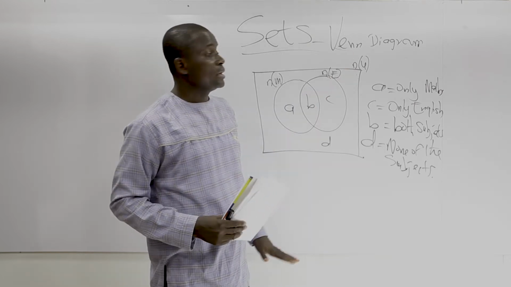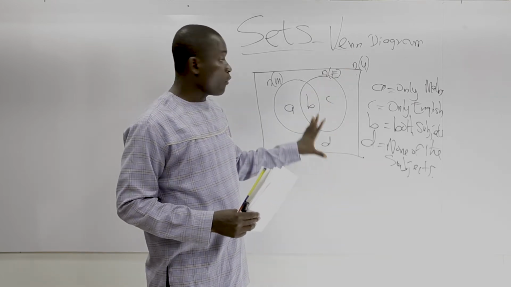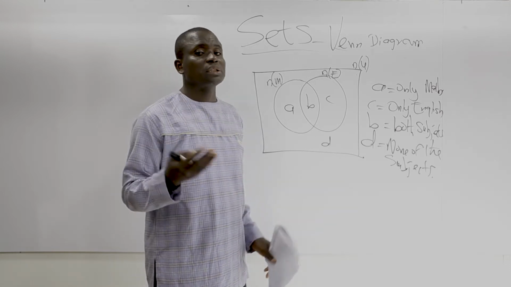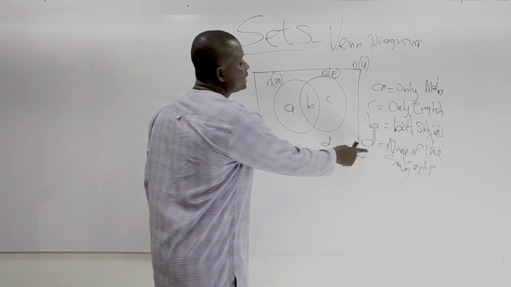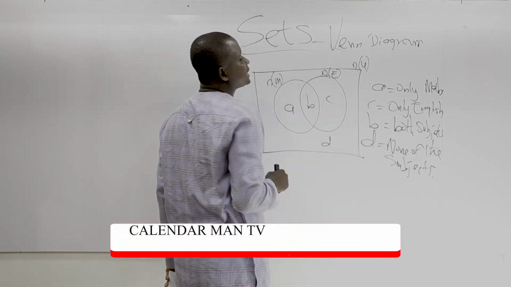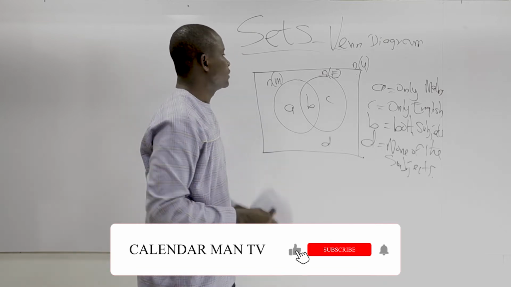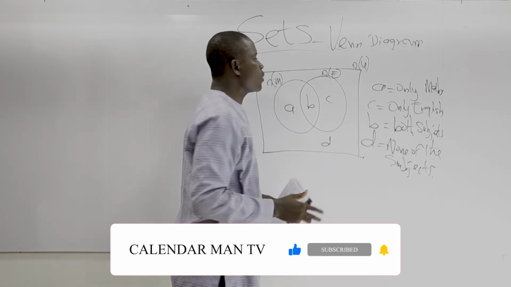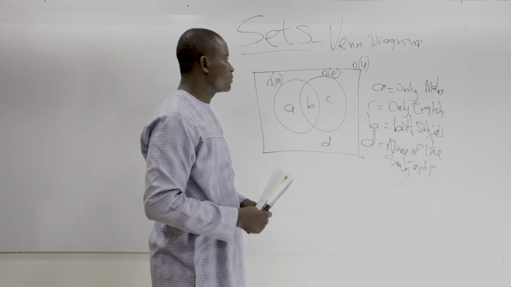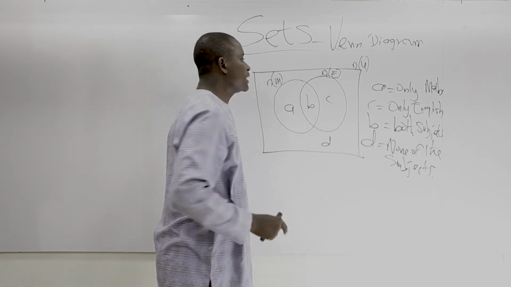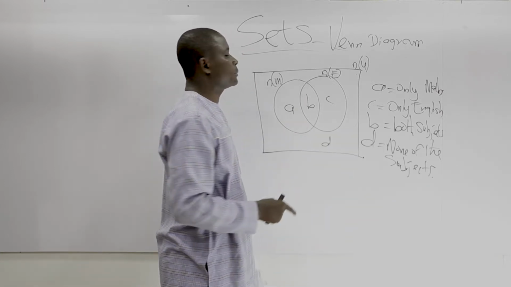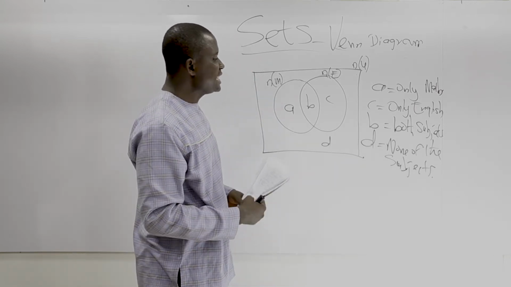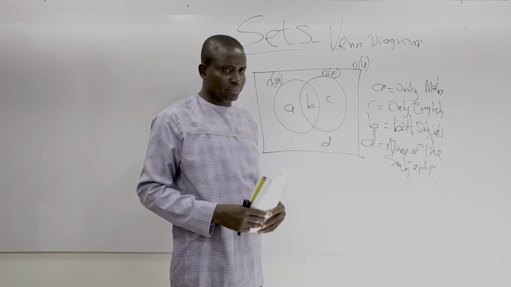I'm trying to give you the intro, the concept of the two-set Venn diagram problem. Then from there we begin to solve some problems. I'm repeating. A here is only mathematics. C here is only English. B in the middle here is both subjects, both mathematics and English. Then D is none of the subjects.